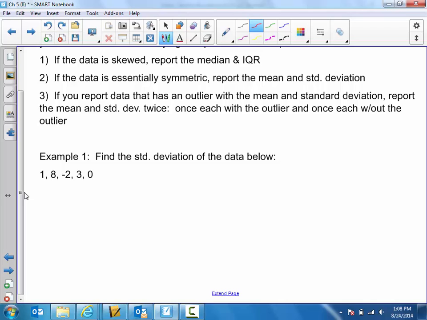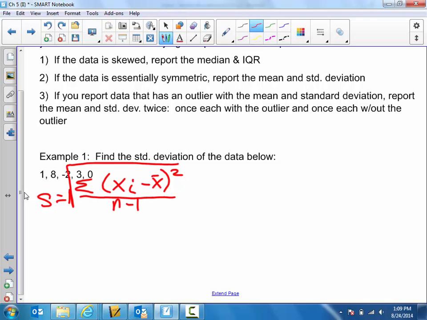This, again, can be found from 1-Var Stats in the list that you choose, but it's helpful to see it worked out one time, just to make sense of what's going on. So s is equal to the square root of the sum, sigma, of all of these differences between the data values and the mean of the data set, squared, divided through by n minus 1. So this would look like the following.